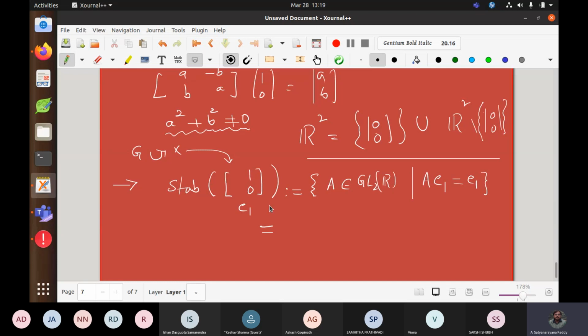And bad luck, no one wrote this in any textbook. Sir, actually this A I can interpret as a linear transformation from Rn to Rn. And when I'm saying that A of E1 equals E1, that means that linear transformation is taking E1 to E1 only. Yes, correct. That's why this thing is happening probably. Right.